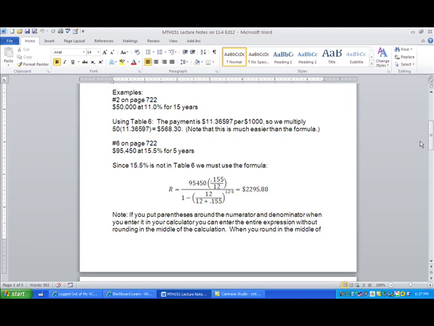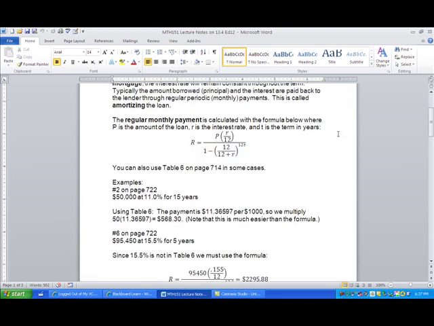What we're looking for is the term of 15 years, and we want to go across that until we're under 11%. And so we find 11.36597 is the payment per $1,000. So if we look at the $50,000, there are 50 thousands, so we take 50 times 11.36597, which gives us a monthly payment of $568.30. So it is a lot easier than trying to use this formula up here.